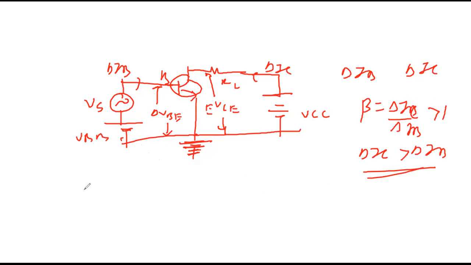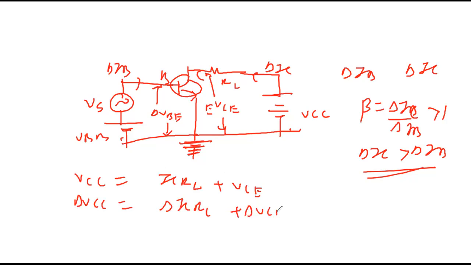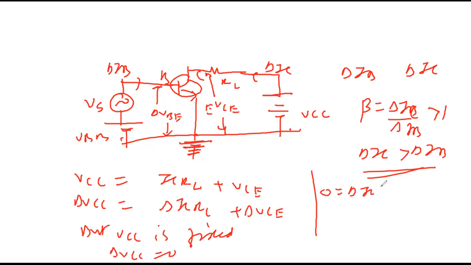Then for voltage, I told you VCC is like a battery giving voltage to the load resistance, and whatever is left out is between collector and emitter. So delta VCC is delta ICRL plus delta VCE. But I said the VCC battery voltage is fixed, so the change will be 0. So 0 equals delta ICRL plus delta VCE.